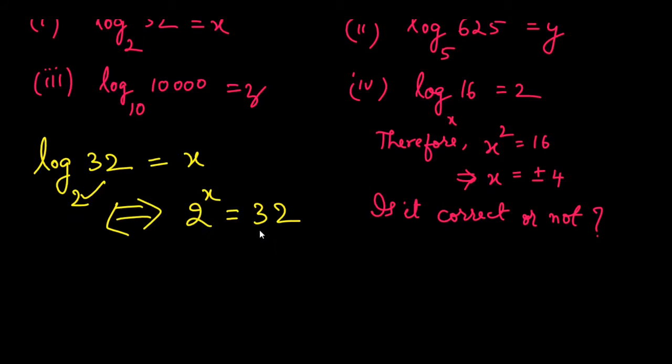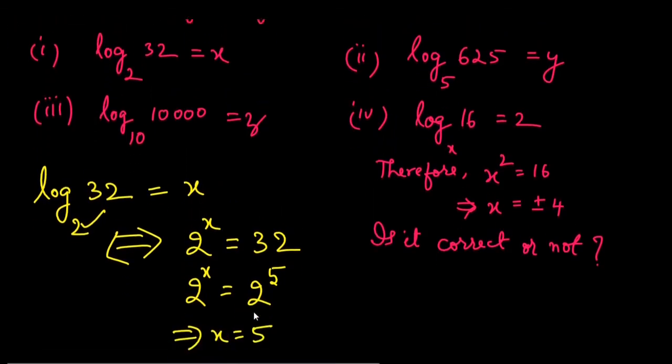Here also let us write this as some power of 2. Let us take the base 2 here. So 2 power x is equal to 2 power 5. The powers are equal and the bases are also equal. When bases are equal, exponents are also equal. So x is equal to 5.